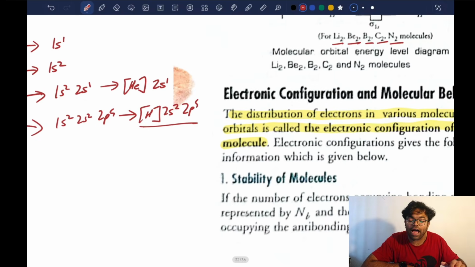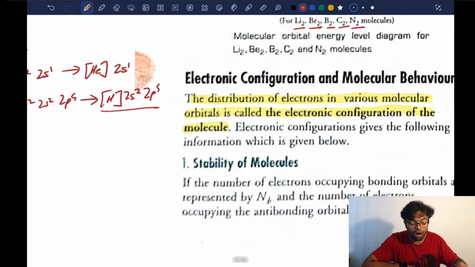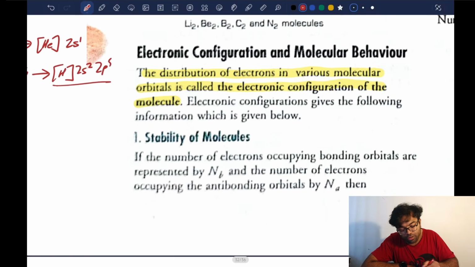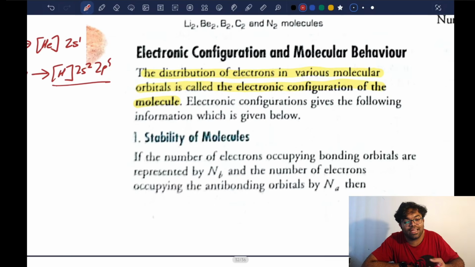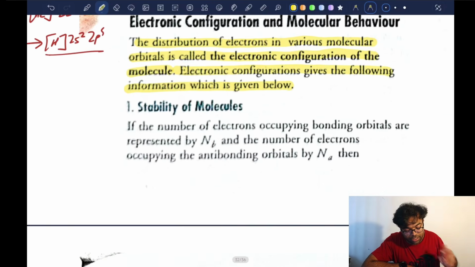Similarly, you can write the electronic configuration of molecules. The electronic configuration of molecules depends on the way the electrons are arranged in the molecular orbitals. So let's slowly understand how we write the molecular orbitals. The distribution of electrons on various molecular orbitals is called the electronic configuration of a molecule. The electronic configuration gives the following information.